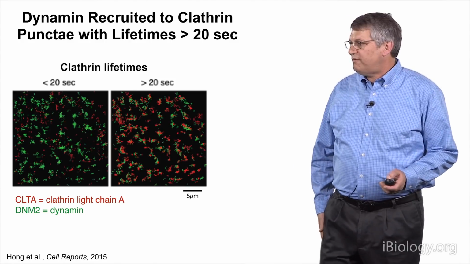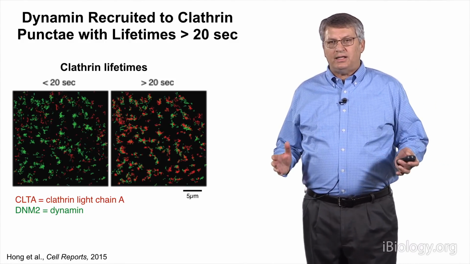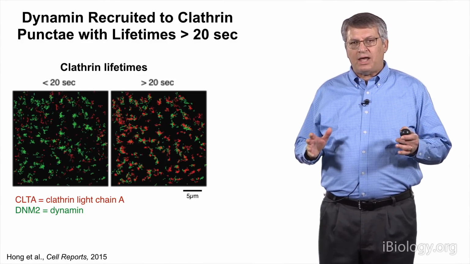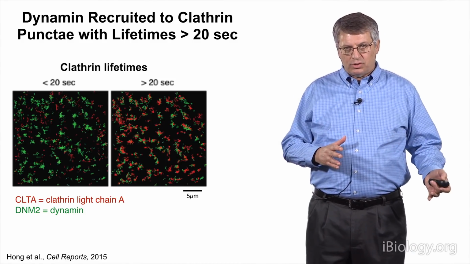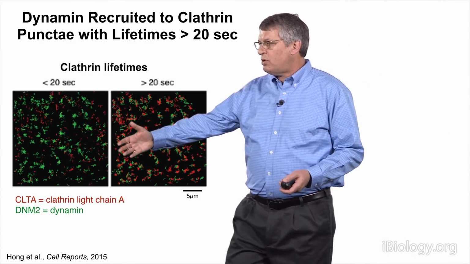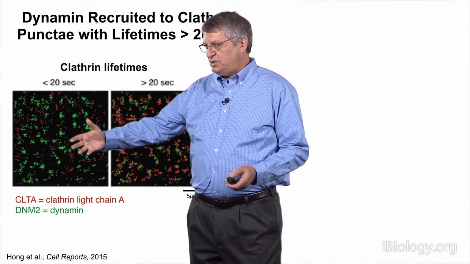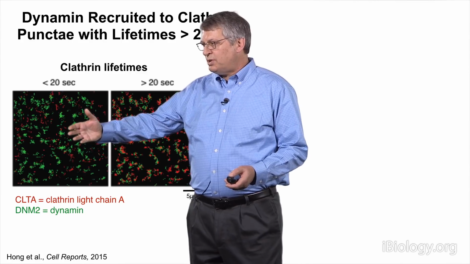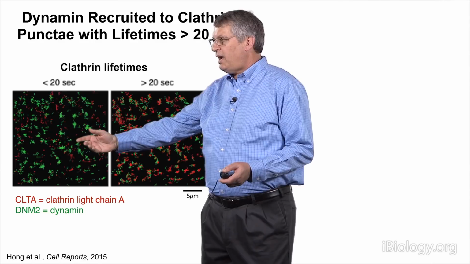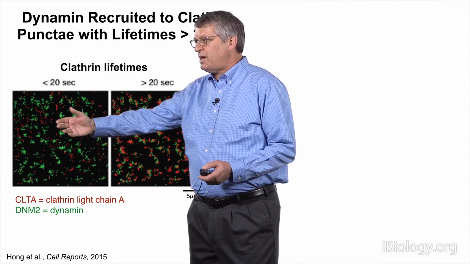And what she did first is she divided the lifetimes, for all the clathrin events, into those that were under 20 seconds and those that were greater than 20 seconds. And then she co-localized those events with dynamin. And so these are traces of clathrin on the surface of a mammalian cell. And the clathrin is in red and the dynamin's in green.